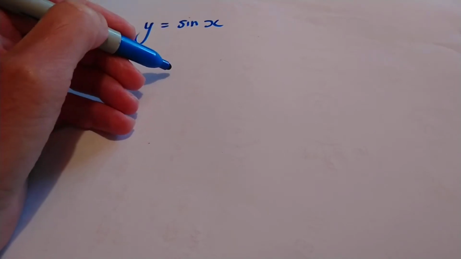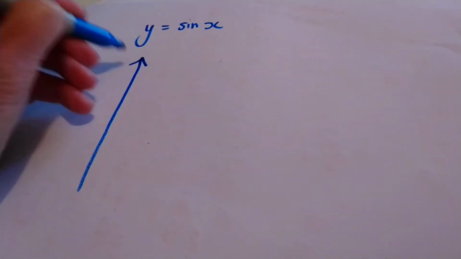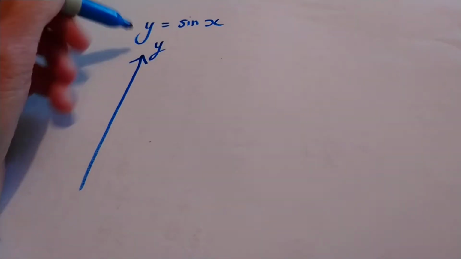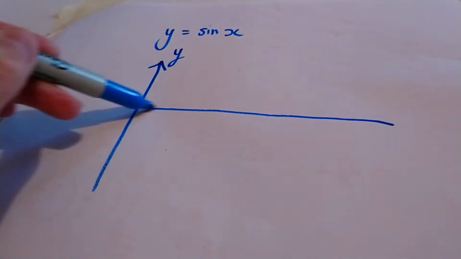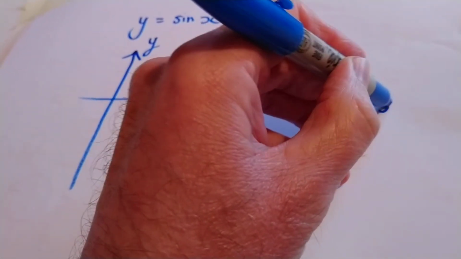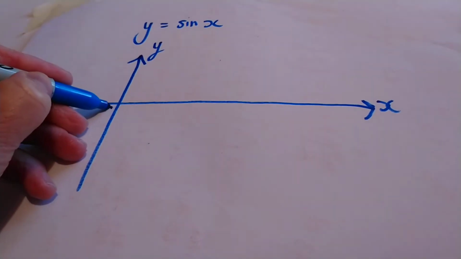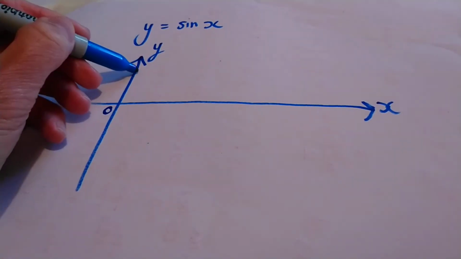So in order to sketch the graph of y equals sine x, what we need to do is draw ourselves a set of axes. So a quick vertical line, an arrowhead, and the letter y, and then a quick horizontal line, an arrowhead, and the letter x. If you want to use a ruler for this bit, absolutely fine. Then you put your 0 in for your origin.